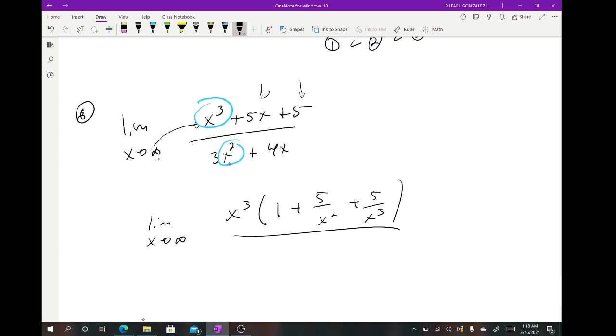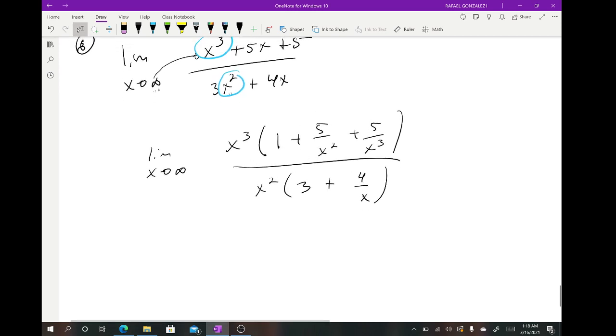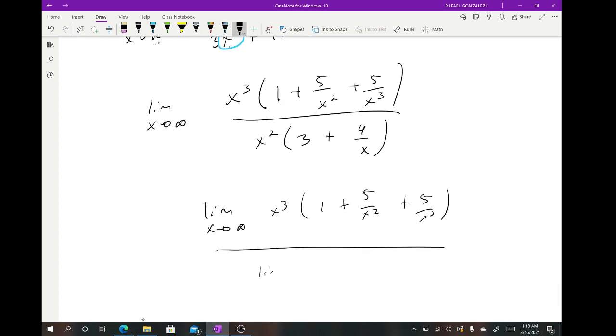And then in the bottom, you're going to factor an x squared out. So you're going to have x squared times 3 plus 4 over x. And now what you can do is you can take the limit from the top and the limit of the bottom. So you could take the limit as x goes to infinity of x cubed times 1 plus 5 over x squared plus 5 over x to the third, divided by the limit as x goes to infinity of x squared times 3 plus 4 over x.